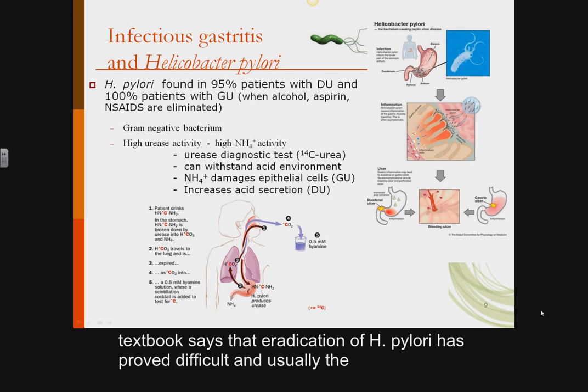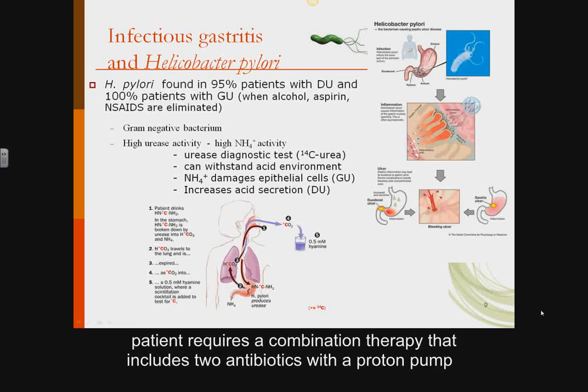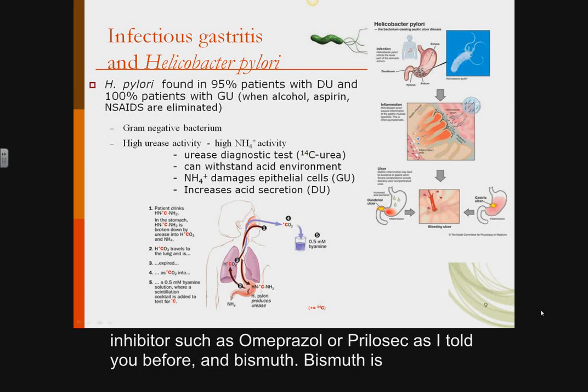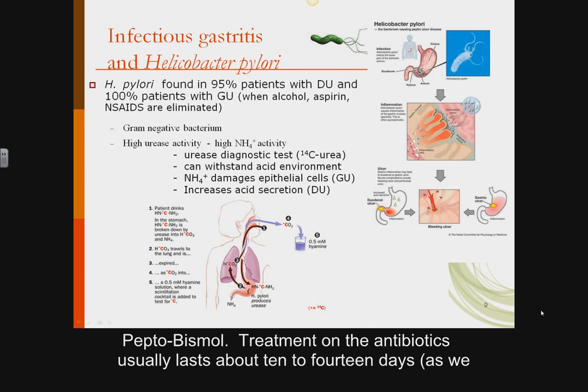Your textbook says that the eradication of H. pylori has proved difficult, and usually the patient requires a combination therapy that includes 2 antibiotics with a proton pump inhibitor such as omeprazole or Prilosec, as I told you before, and bismuth. Bismuth is found in Pepto-Bismol.